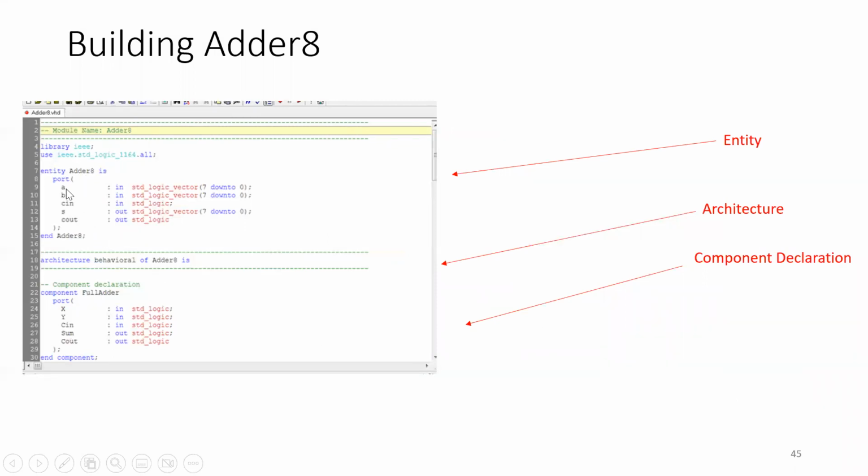Here, A is 8-bit, 7 to 0. B is 8-bit, 7 to 0. S will be my output, 8 bits. The smallest bit will get the carry in, which is 1 digit. And the highest bit will get the carry out.